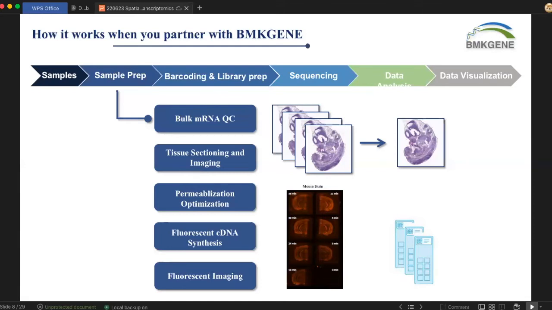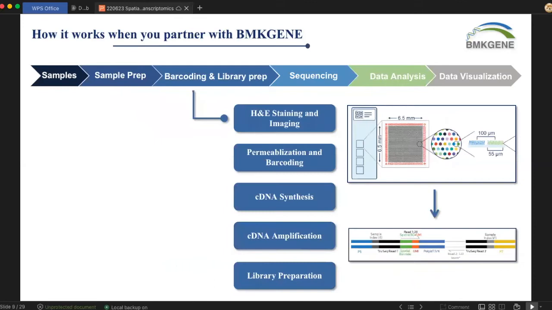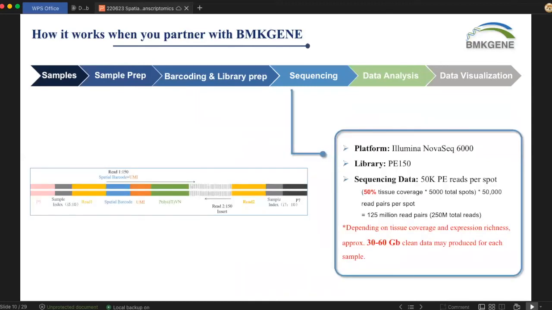And after that, we can move on to the real experiment where, as I introduced, we mount the slides on a real capturing area with barcodes, UMI molecules, and so on. And then once the cDNA is synthesized from there, we can harvest that and do the normal library preparation steps like cDNA amplification and library preparation. Once we have this library, we process it for sequencing.